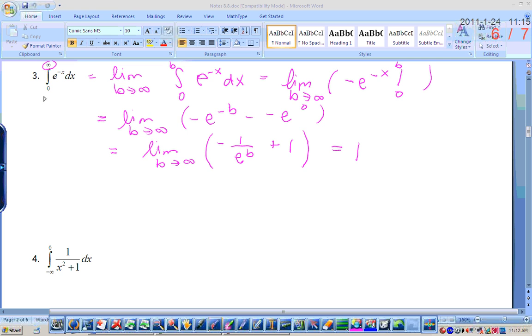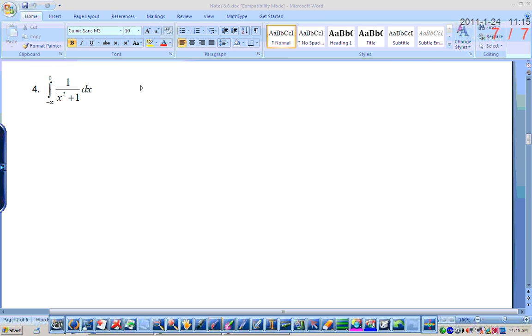If you were to draw the graph of e to the negative x and bound it from x equals 0 to x equals infinity, then that area would be exactly 1. No. That's a good question. You don't have to say that it converges. If you get an actual number answer, then that is the value of the limit, or the value of the integral, and that's what we're looking for.